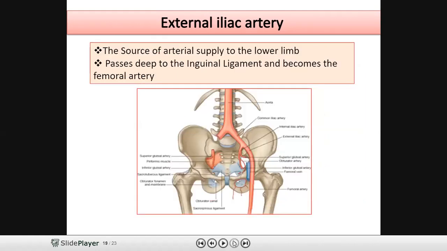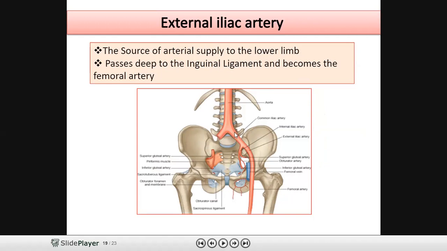Okay, let's see. External iliac artery. We said the external iliac artery is going to supply the lower limb, while the internal iliac artery supplies the pelvic region. The external goes down to supply the lower limb. It passes deep to the inguinal ligament and becomes the femoral artery.